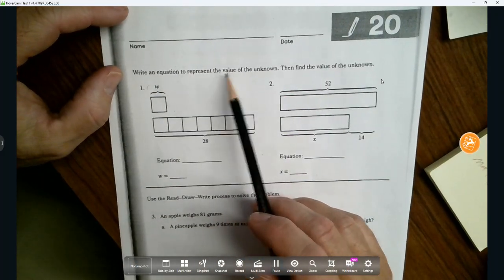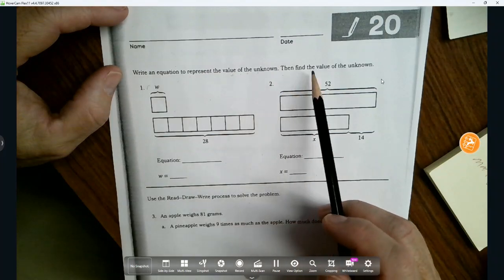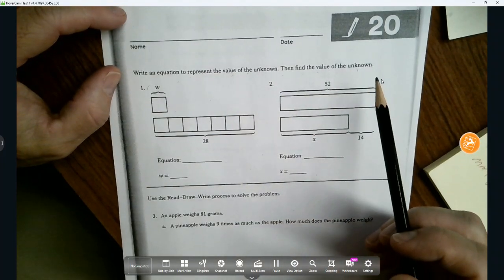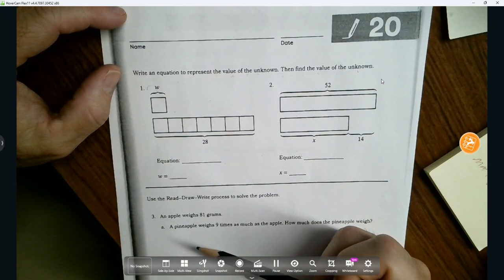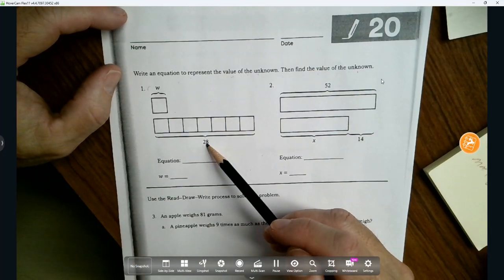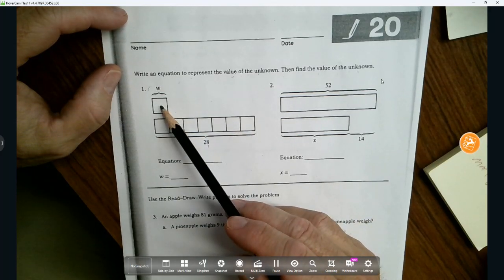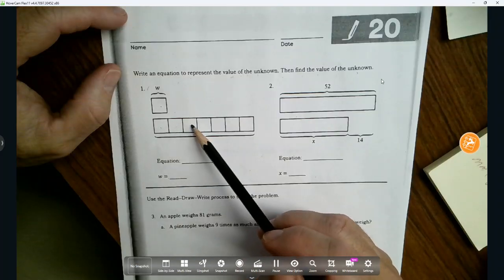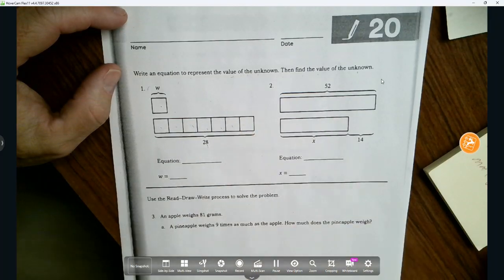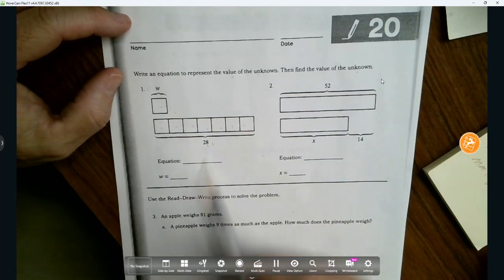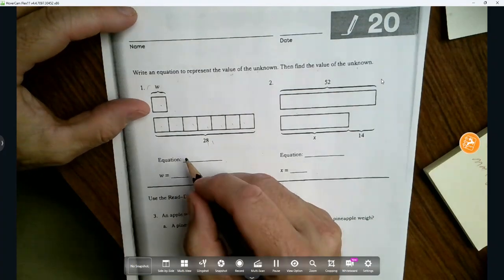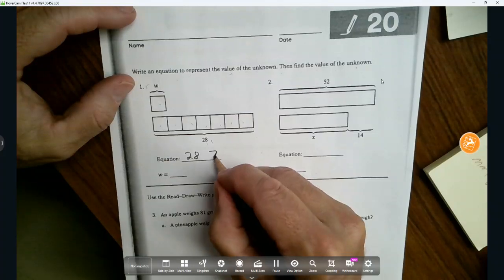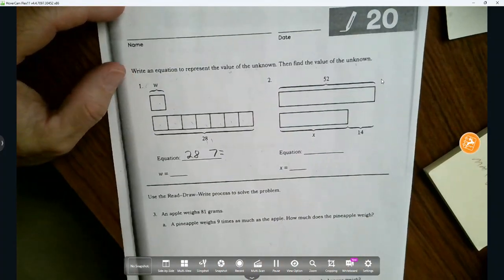Write an equation to represent the value of the unknown. Then find the value of the unknown. Okay, so we're trying to figure out what is W, right? W equals. So what are they giving us? We know 28. We have 1 here. We have down here 1, 2, 3, 4, 5, 6, 7, and we have 28. So let's see, if I have 28 and a 7, and that's going to equal W.